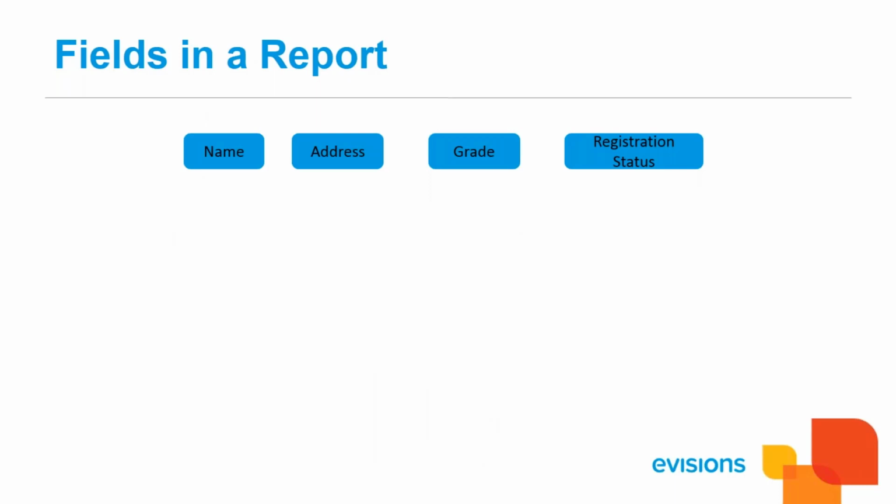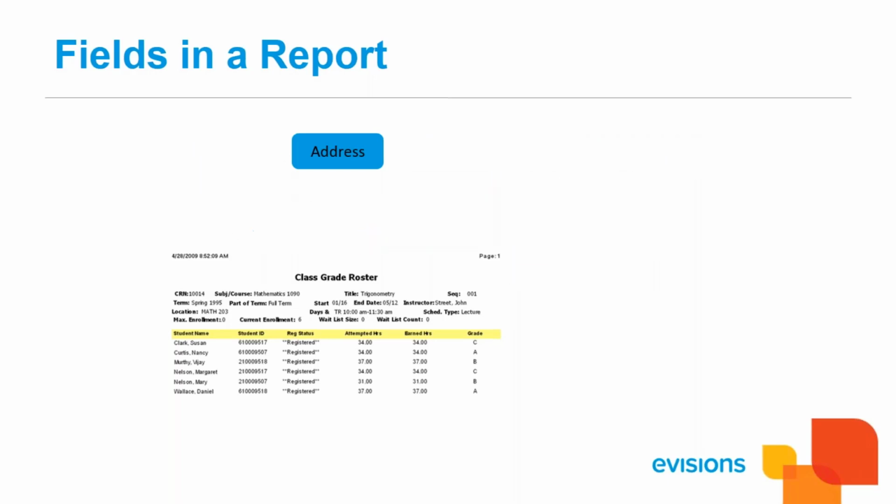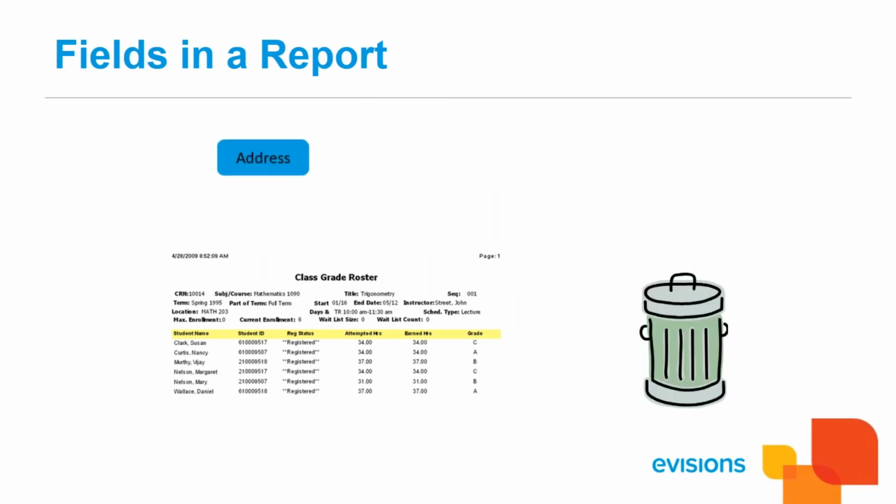A data block cannot only produce different formatted reports, it can also produce different reports altogether. If we have a data block that returns the fields name, address, grade, and registration status, we can create various reports because we are not required to use all of the returned fields. From the returned fields, we can choose which ones to display in the report. For example, if we wanted a class grade roster report, this contains the fields name, grade, and registration status. The address field would not be used and would be discarded.